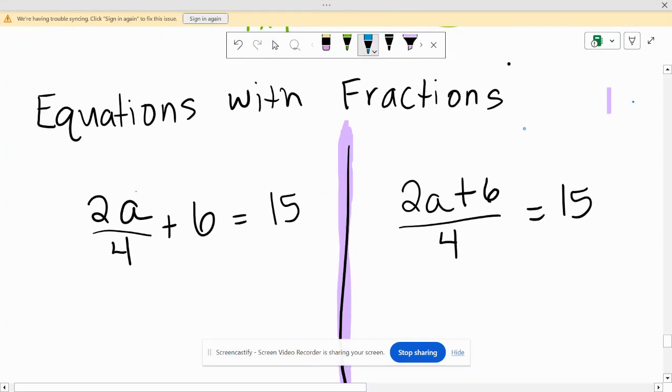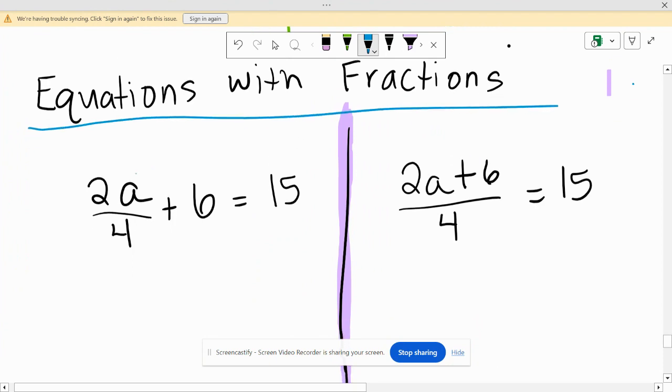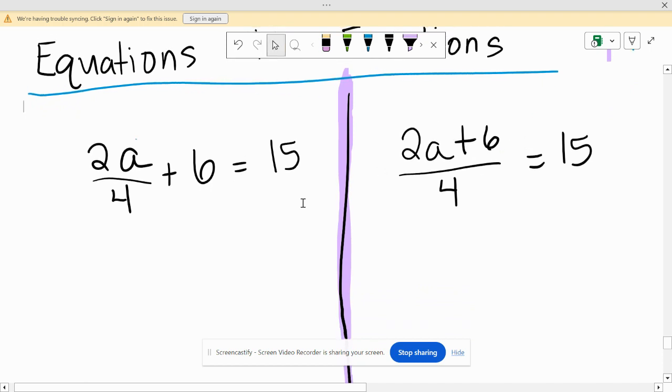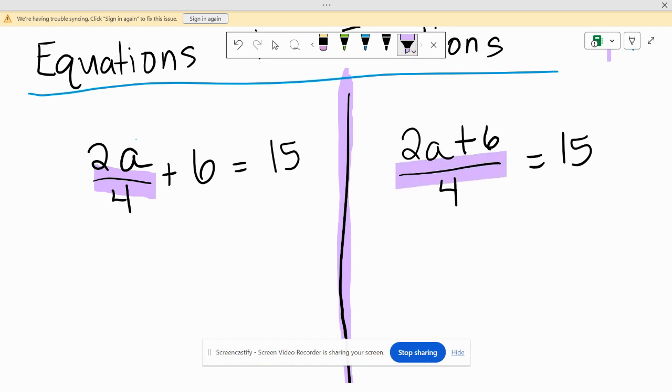Okay, in this video, we're going to look at solving equations that have fractions, just like here. So we see we've got some fraction bars here. I have these two equations written side by side because they look similar, but they're actually very different. The difference comes in looking at the fraction. In the equation over here, the fraction is 2a over 4. And over here, the fraction is 2a plus 6 over 4.